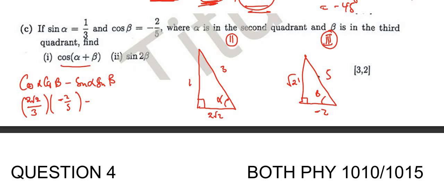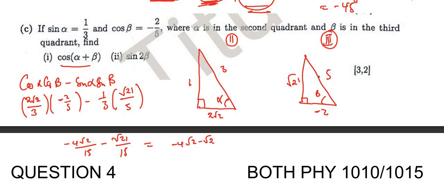Minus sine alpha is simply 1 over 3. Sine beta, that's root 21 over 5. Then from here we can just add these guys, which is negative 4 root 2 over 15 minus root of 21 over 15. This will be negative 4 root 2 minus root of 21 over 15. This here is the exact value of what they wanted there.